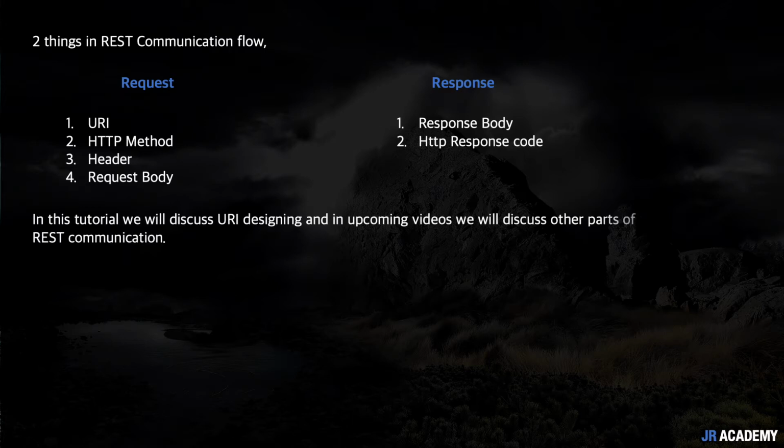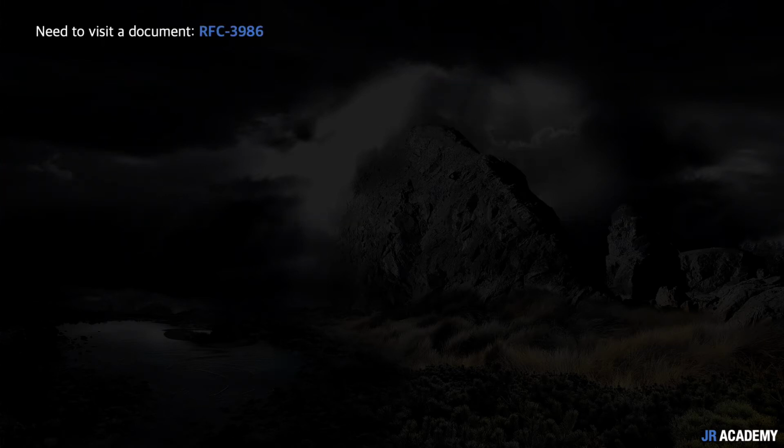So in this tutorial, we will discuss URI designing, and in upcoming tutorials, we will discuss other parts of the REST communication flow. So moving ahead, we need to visit a document named RFC 3986. So first, people who don't know about RFC documents, what is this RFC document?